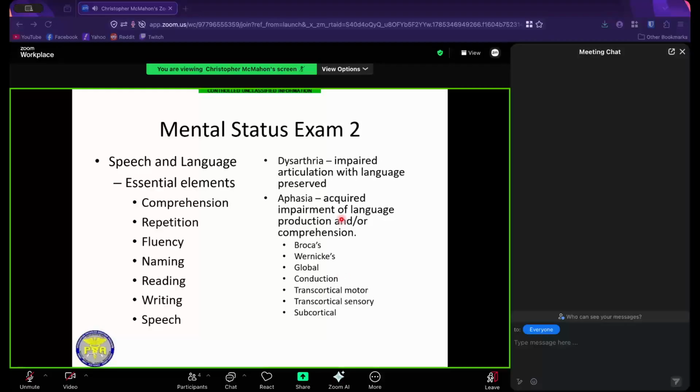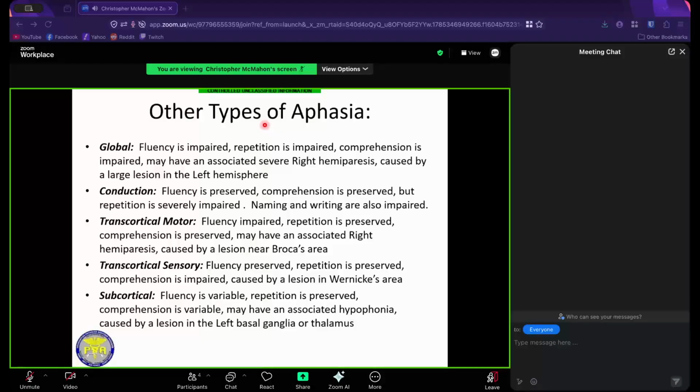We'll talk about a couple of the different versions of aphasia here. Actually, I have it right here. So Broca's and Wernicke's, we tested on that one. You guys did great on that one. There's some more flavors of aphasia. Don't worry about separating. I'm not going to ask more and more questions. Just know there's a couple more.